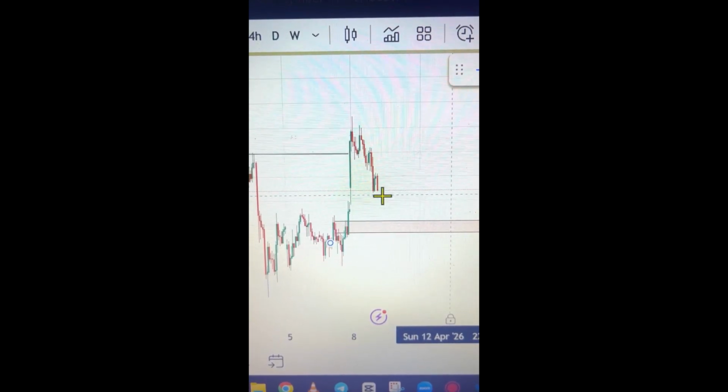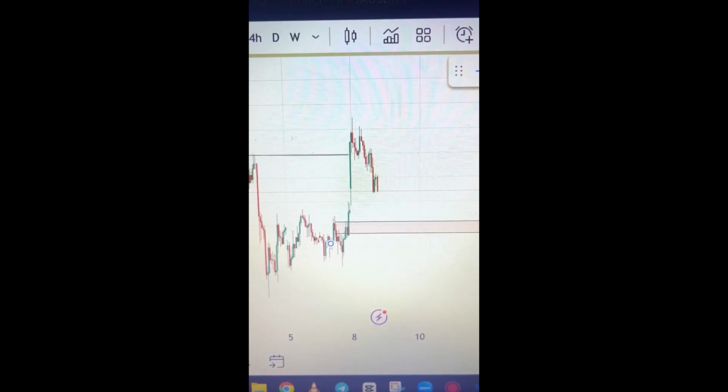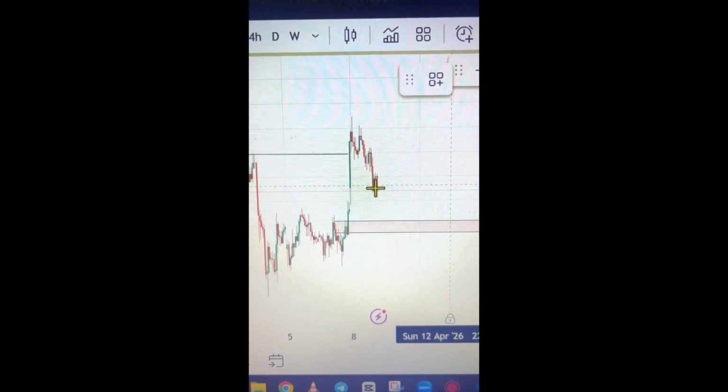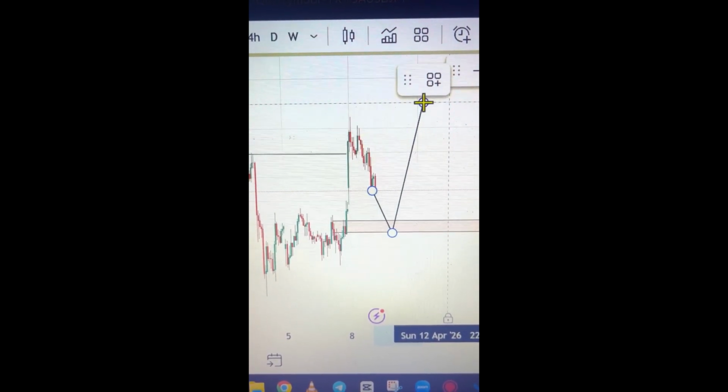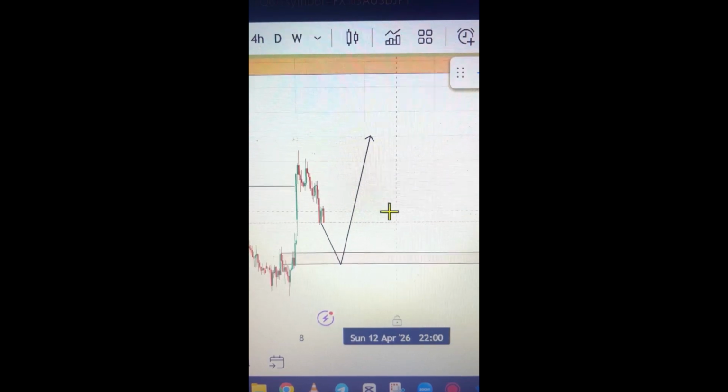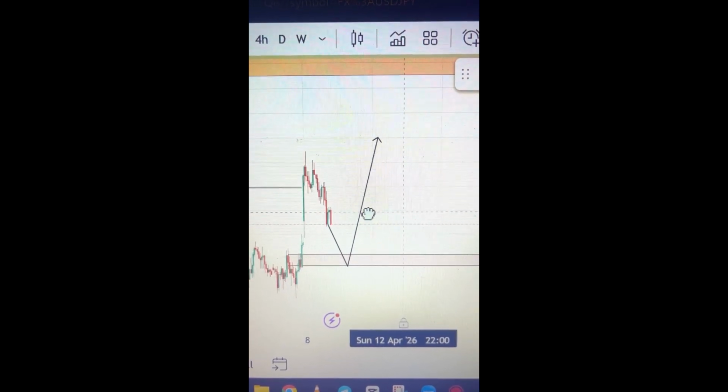So if the market comes back to this demand zone, we do what? We buy. Now I'm going to share this particular trade. I'm going to share the entry with my community on Telegram. If you're on my Telegram, you're going to get this particular trade. So make sure to join.